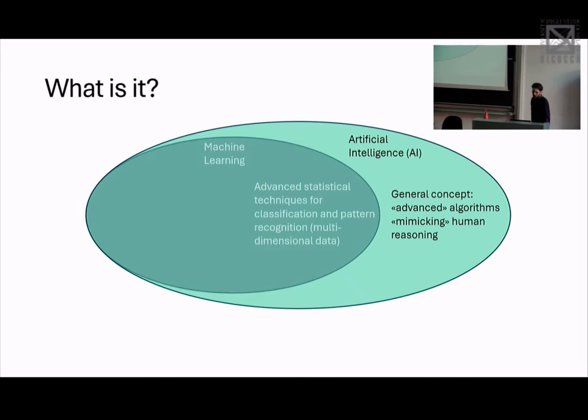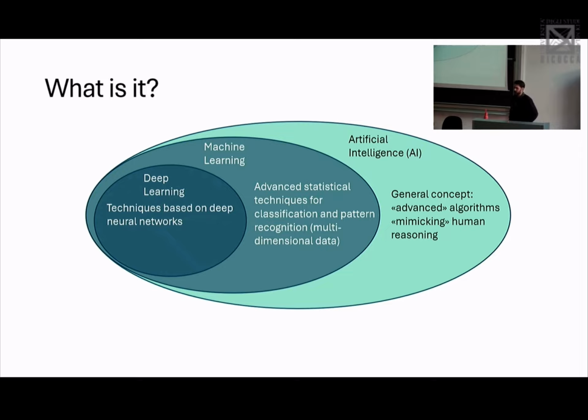Just a quick recap of what AI is. You've probably seen hundreds of small variations of this slide. So AI is a very general concept of advanced algorithms, whatever that means, mimicking human reasoning. Machine learning is much better specified. It's advanced statistical techniques for classification and pattern recognition on data that are characterized by having a very high dimensionality. And deep learning is the ensemble of techniques based on deep neural networks.